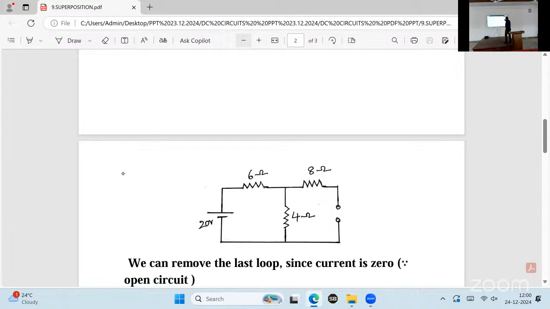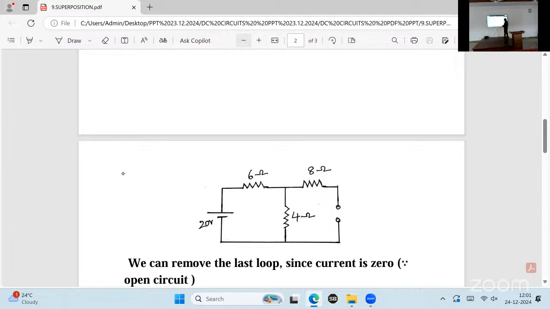Now, for this diagram, we have to apply mesh and nodal analysis and get the current through 4 ohms. Apply any method, your wish, mesh analysis or nodal analysis, and get the answer. Which answer? Current through 4 ohms. Call it I4 single dash.